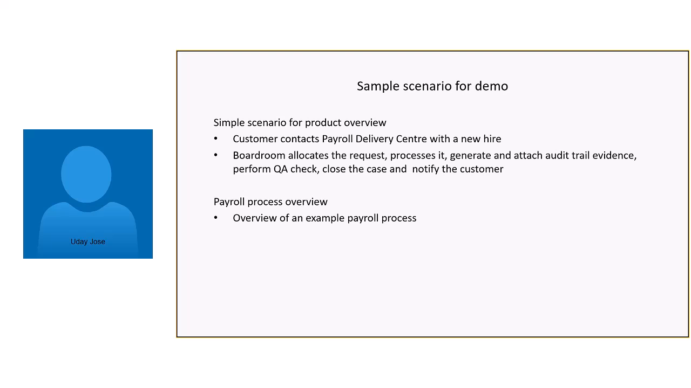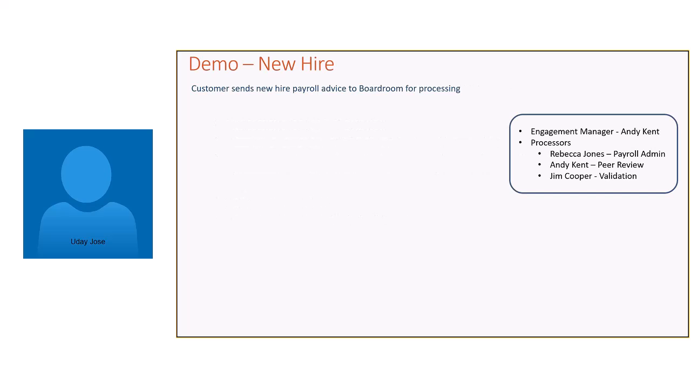Now, this is the scenario we're going to run through today. We got a bit of a steer about this from BoardRoom. This is about a new hire payroll. A customer contacts BoardRoom, sends them a request to onboard a new hire, and then it goes through this entire process of the request being triaged, processed, and then peer reviewed, QA'd, and then notified back to the customer. We'll have a look at that flow, and following that we'll have a slightly deeper dive on the payroll side of things. That's the process we're going to run through.